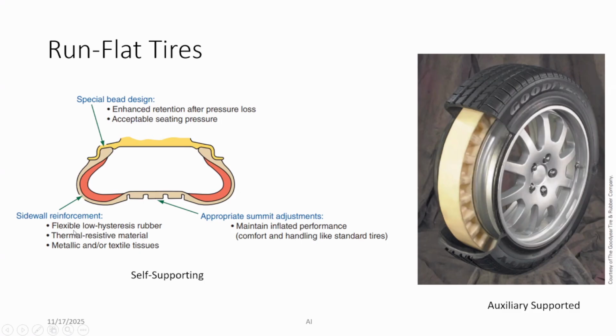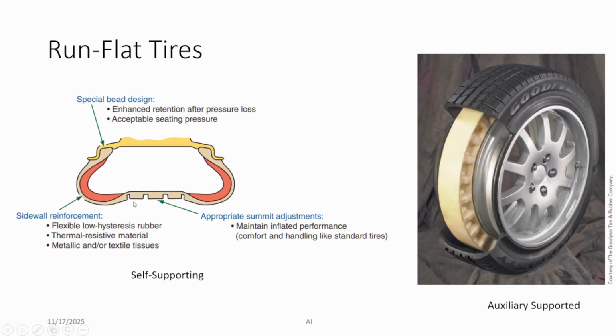And flexible and low hysteresis rubber, which means that failure of the side wall due to the hysteresis effect, or let's say due to the flexibility effect, is lower here. And the material is thermal resistive, and the material will be a metallic coat textile. Metallic coat textile tissues will be there as the reinforcement just to enhance the flexibility and also the strength, right?